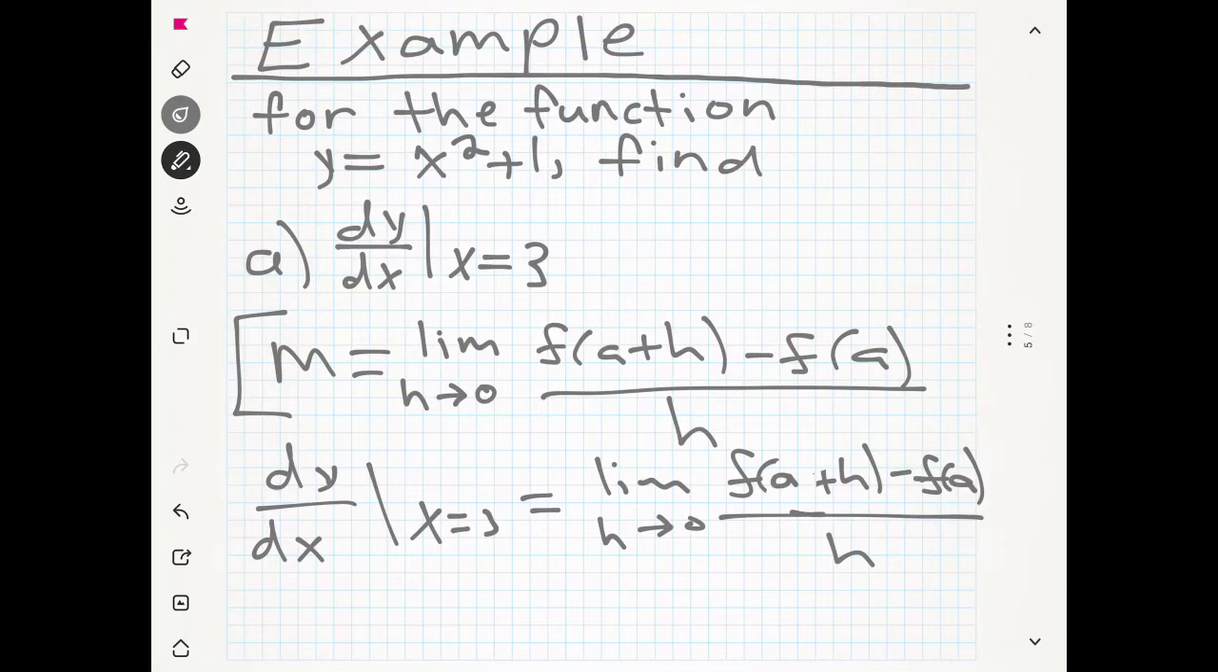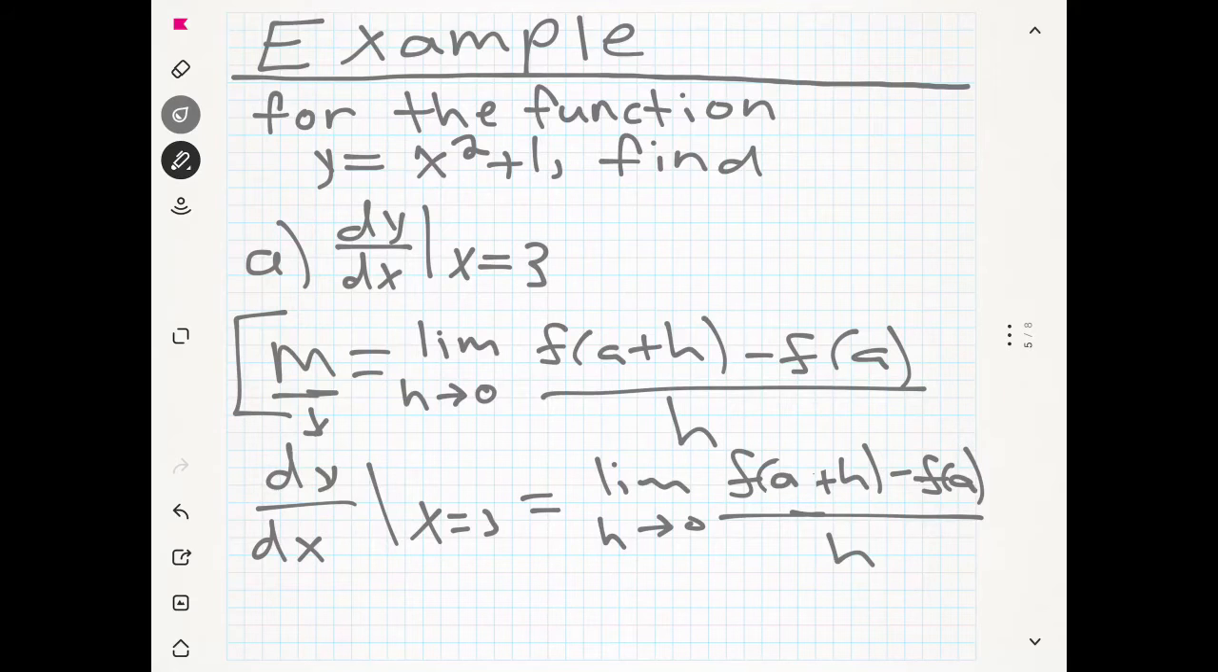And I just want to highlight something. m here is the same thing as the derivative, and the reason for this is because this is the slope of the tangent line, which is pretty much what a derivative is. A derivative finds the slope of the tangent line. So they're pretty much equal. So you can write dy over dx at x is equal to 3, or you can just write m.